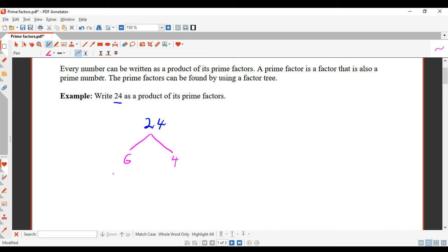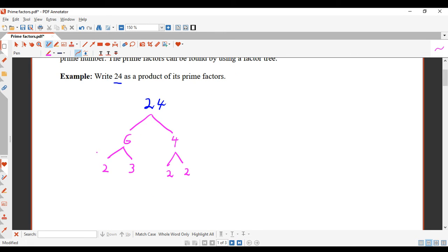Now 6 could be 6 and 1, but we want factors which are not including the number itself. So let's try 2 and 3. And then for 4, let's try 2 and 2. You could have chosen 4 and 1, but we're trying to break these numbers down into its factors. Okay, so we can say then that 24 is equal to 2 times 3 times 2 and times 2.